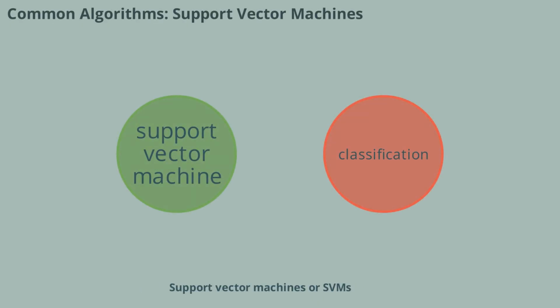Support vector machines, or SVMs, are powerful supervised learning models used for classification and regression. SVMs find the optimal boundary that separates different classes in the data. They are effective in high-dimensional spaces and can handle complex, nonlinear relationships using kernel tricks.